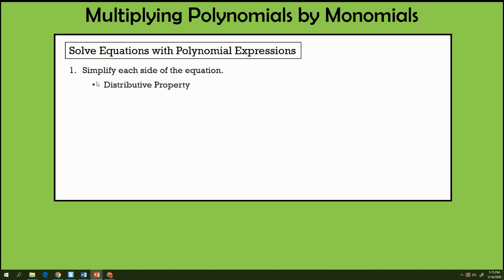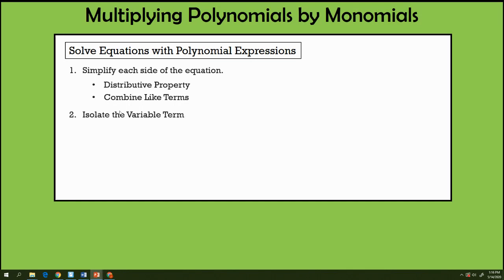That is, we've distributed through any parentheses necessary, and we've combined all like terms. By doing that, we're going to break our equation into terms, and then we can work with those terms to get the solution. The second step is always to isolate the variable term.